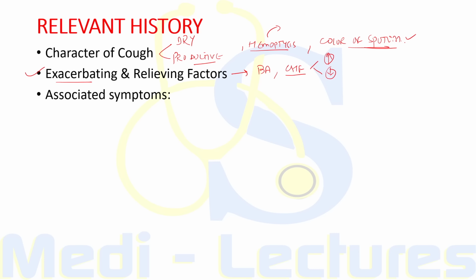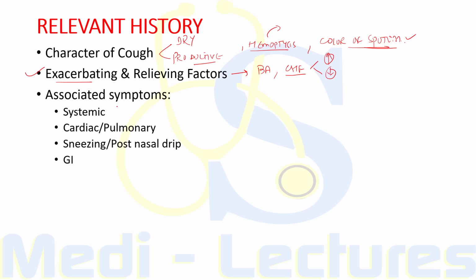Then we'll ask the associated symptoms. What are the systemic features? Is there any fever, chills, sweating, weight loss? So fever, chills, sweating, these will all indicate infection, and weight loss, especially significant weight loss, should always give the suspicion of tuberculosis or carcinoma. Then cardiac pulmonary symptoms like dyspnea, chest pain, we have to inquire, sneezing or presence of postnasal drip, and we'll also ask for GI symptoms like heartburn to rule out GERD as the cause of cough.